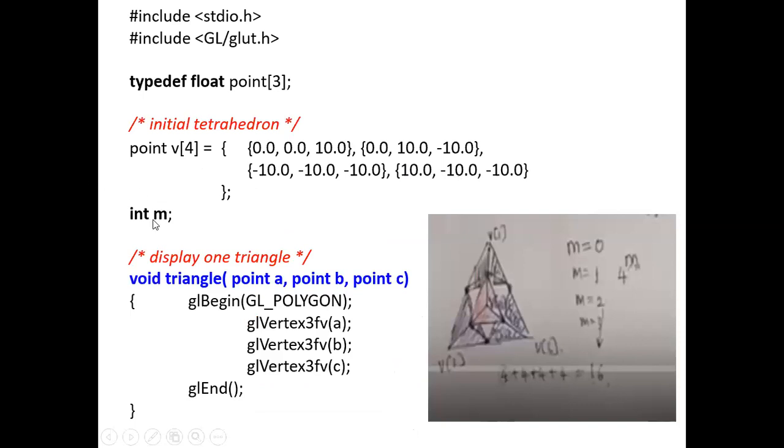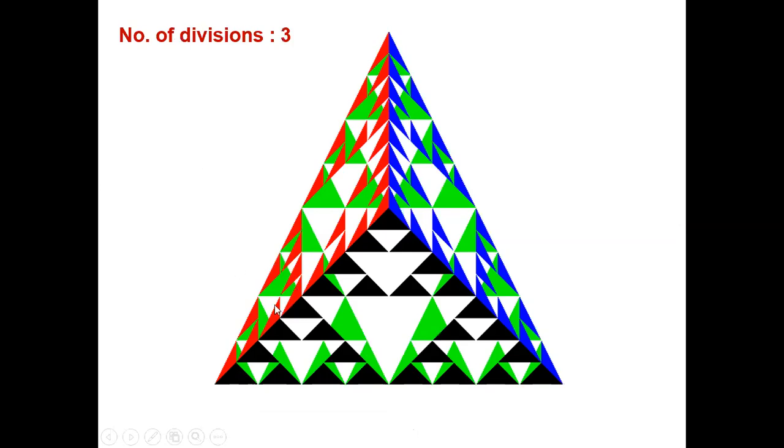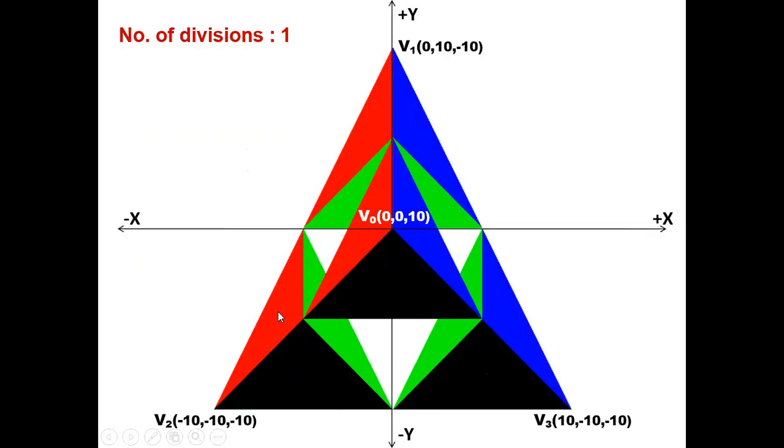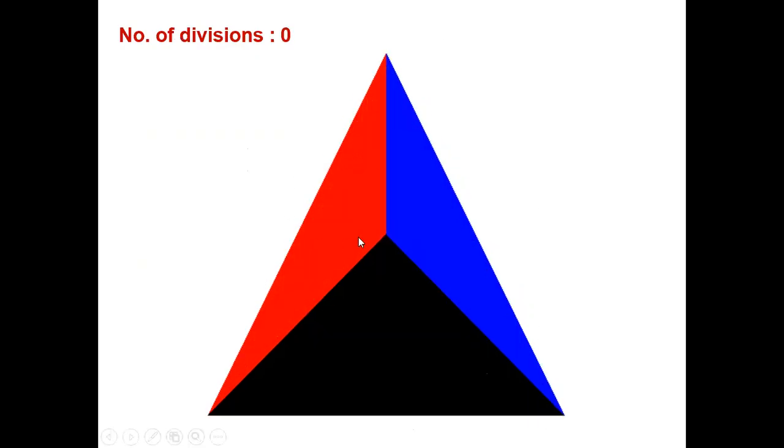So next we are using one variable called m. This variable m will hold the number of divisions, how many ways you want to divide your tetrahedron. So the number of divisions variable is m. Next, what is a tetrahedron? A tetrahedron is nothing but a combination of 4 triangular faces. Every face of the tetrahedron is actually a triangle.